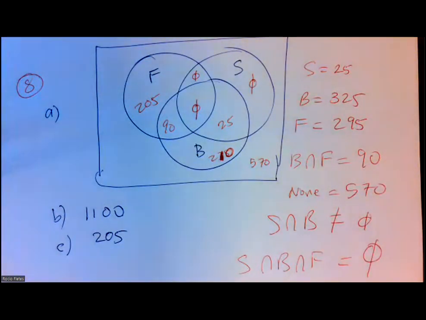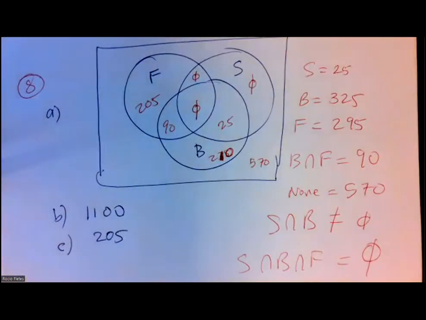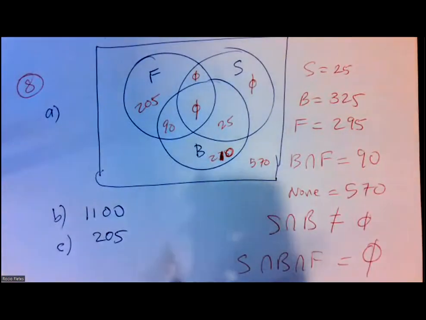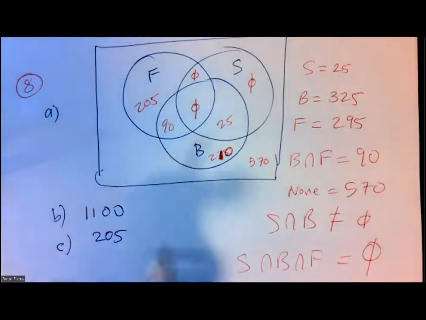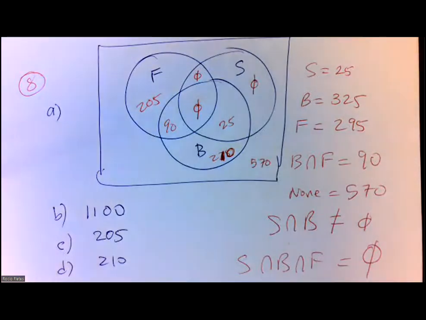And now, how many people watch only basketball? Only basketball, AD. So that's going to be 210, right? Because that's this area here, only basketball, the 210. So D is 210, only basketball.